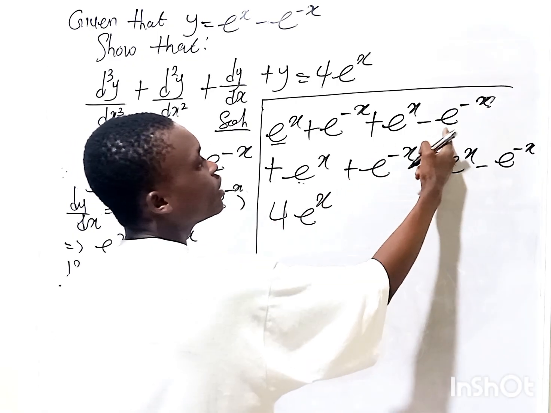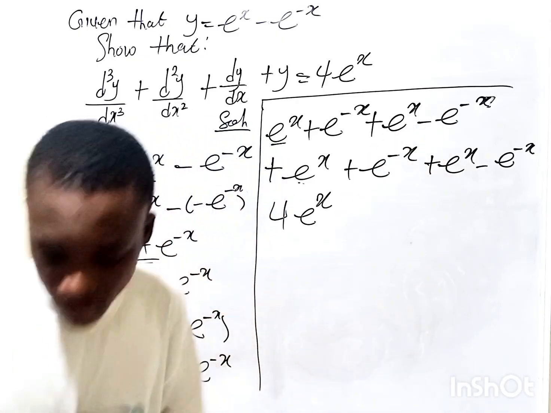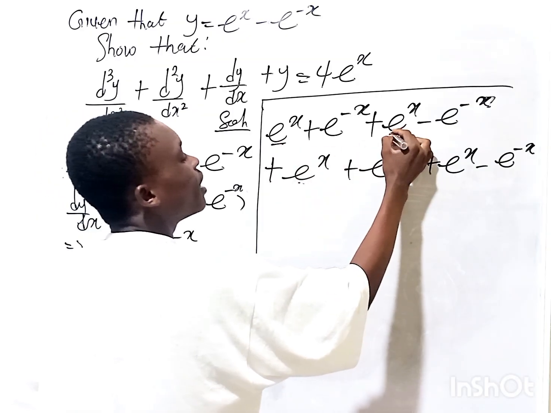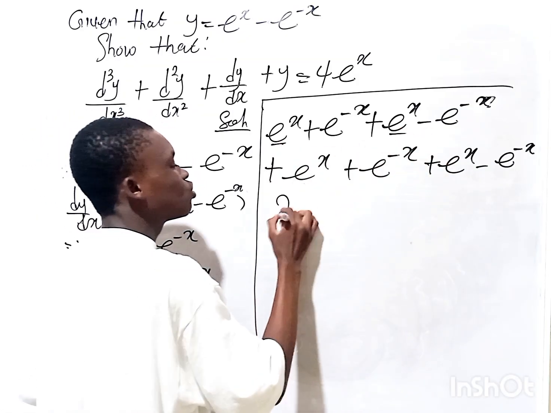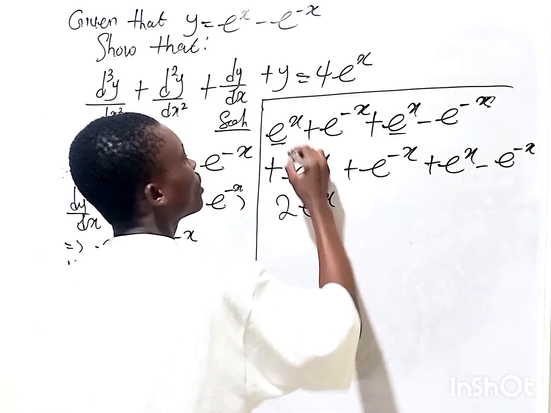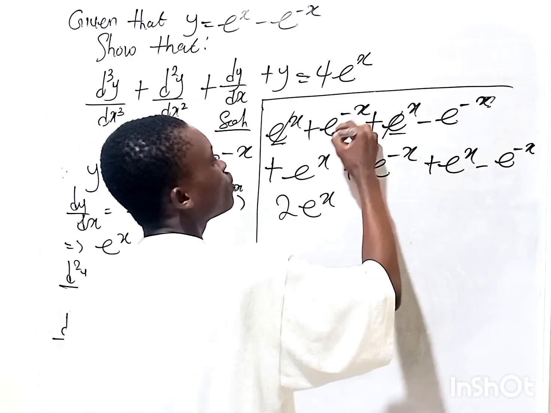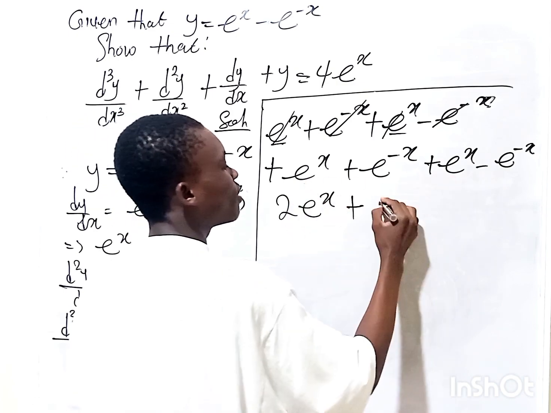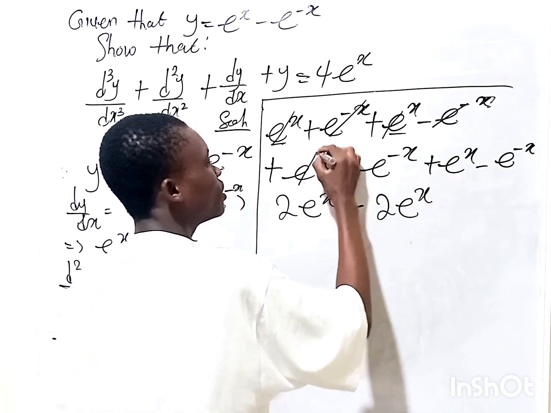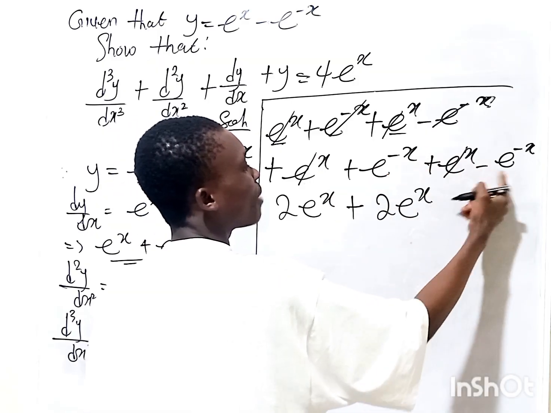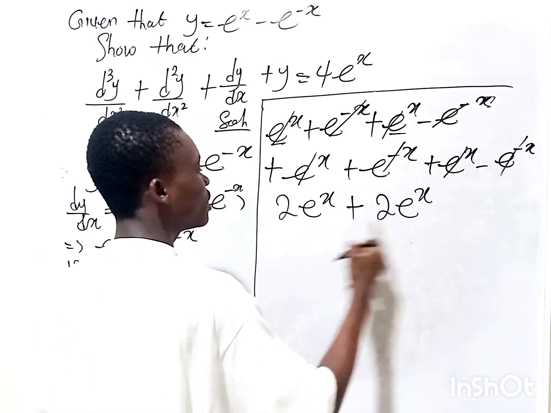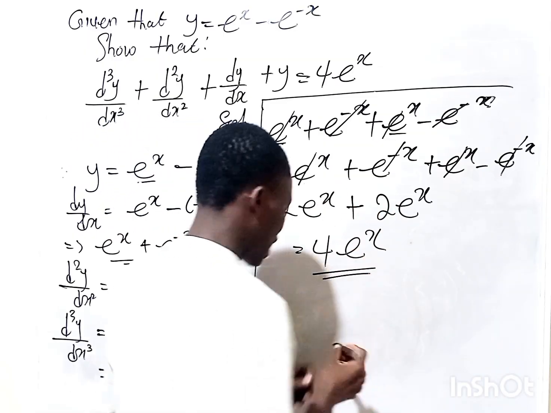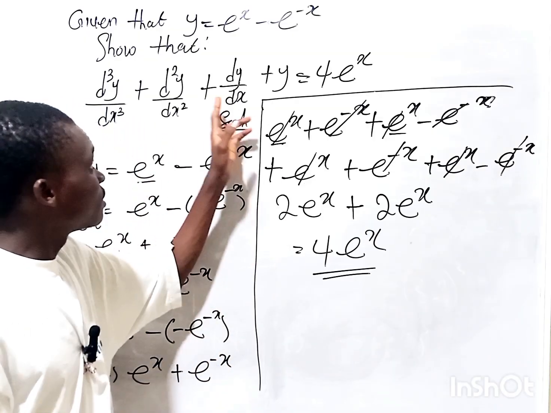So therefore, let's do it step by step. E to the power of x, added with this e to the power of x, gives 2e to the power of x. So clearly this one is gone. So e to the power of x minus e to the power of x is gone. So this plus e to the power of x plus e to the power of x gives us 2e to the power of x. So this is gone and this is gone. E to the power of negative x minus e to the power of negative x is gone. So if you add these two, 2e to the power of x plus 2e to the power of x gives you 4e to the power of x. And clearly we have proved that this equals this.